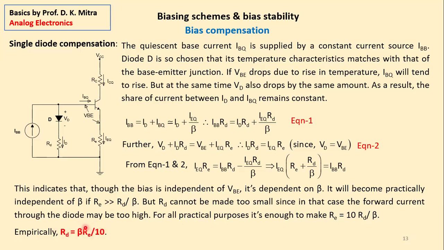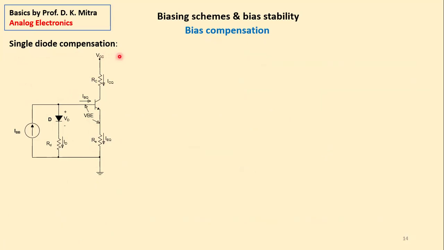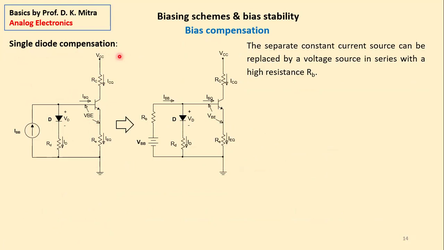If you maintain this relation, then what will happen? This system will compensate for the instability due to VBE. Also, it will compensate for the instability due to beta. So this was single diode compensation. Next, this single diode compensation continues.